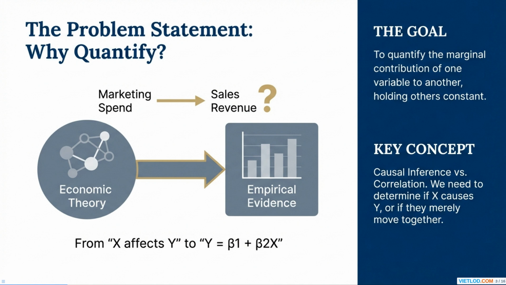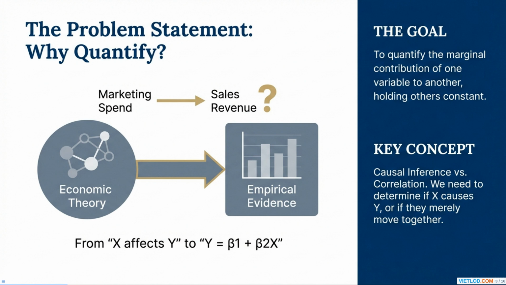Our primary goal with regression analysis is to take a qualitative idea, represented as x affects y, and translate it into a precise mathematical model, like y equals beta 1 plus beta 2x. This equation allows us to quantify the marginal contribution of one variable, x, to another, y, while holding all other influencing factors constant. A critical aspect of this quantification is to distinguish between causal inference and mere correlation.